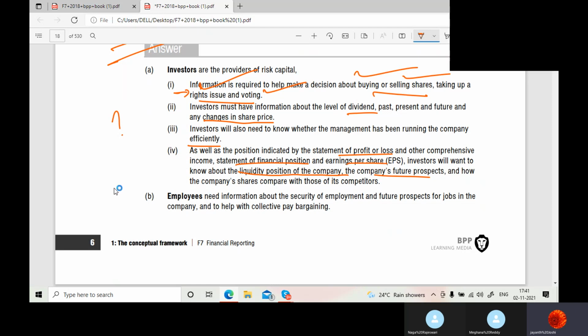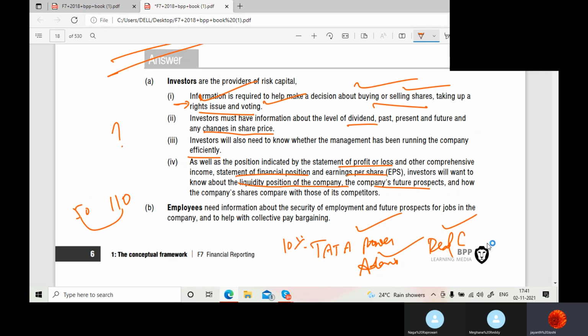They would compare the share price today. If it is 110, when they bought it was 50. They would compare these also. And they would compare the company in which, suppose I have invested in Tata Power. There is Adani Power, Reliance Energy. So I will see how these are giving profits. Suppose Tata Power has risen by 10%, Reliance has risen by 7%, Adani Power has risen by 5%. So I'll go for Tata Power. I would always check the competitors also.